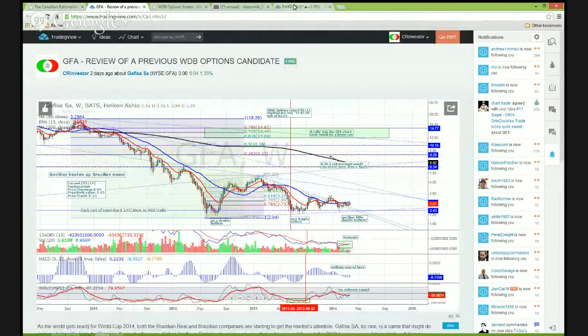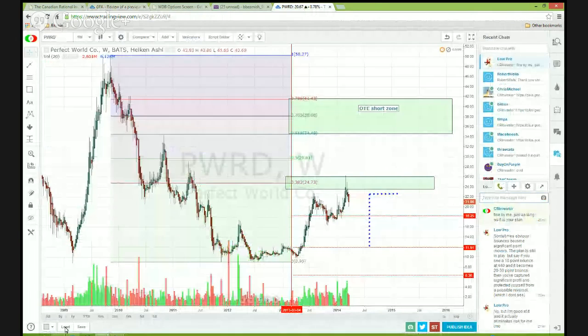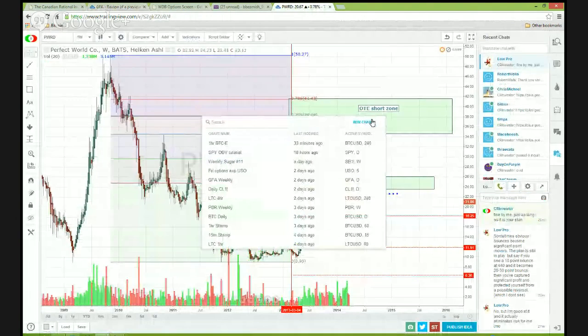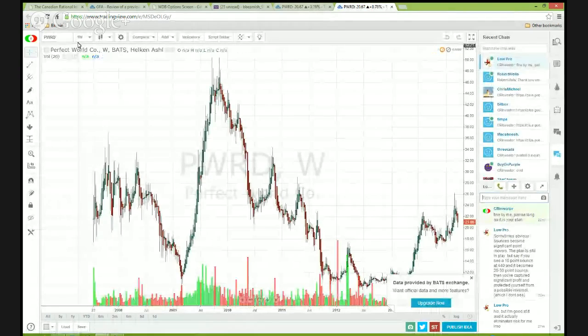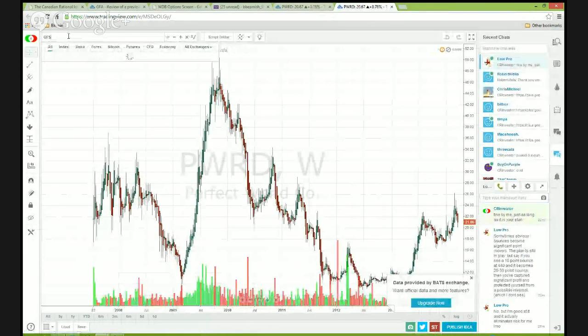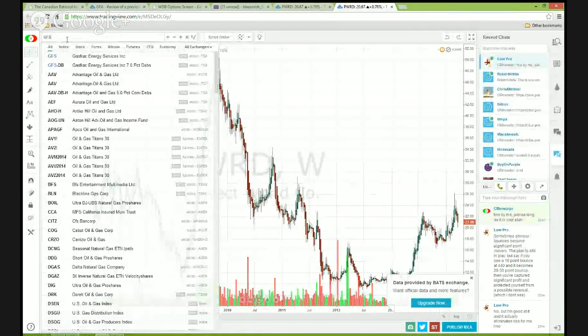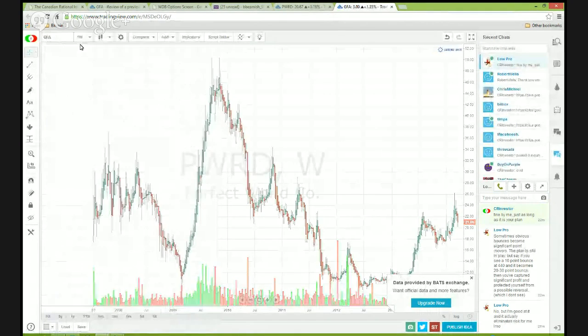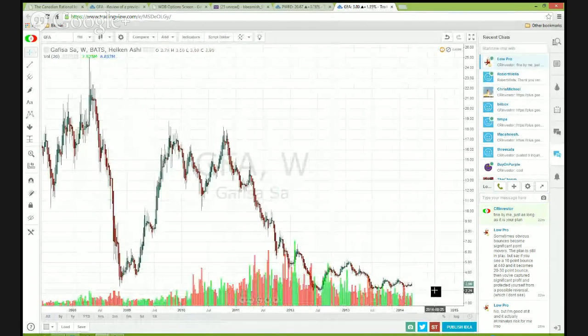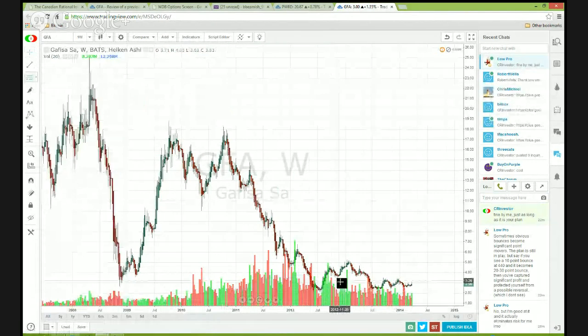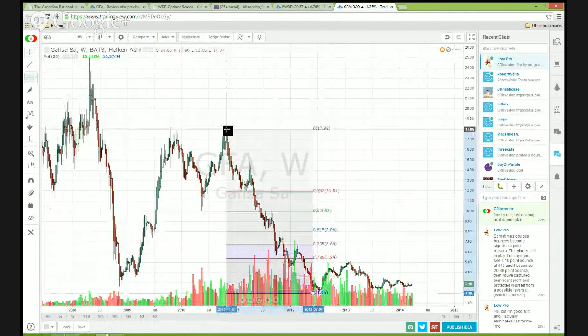If I do a chart like this of GFA, the symbol is GFA, not GFS. Let's try that again. There we are. We can see that, from a value perspective, this is a very compelling idea.